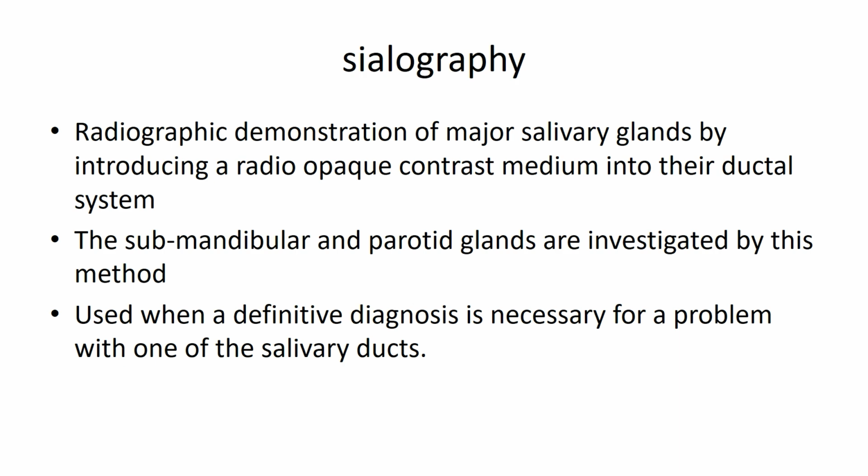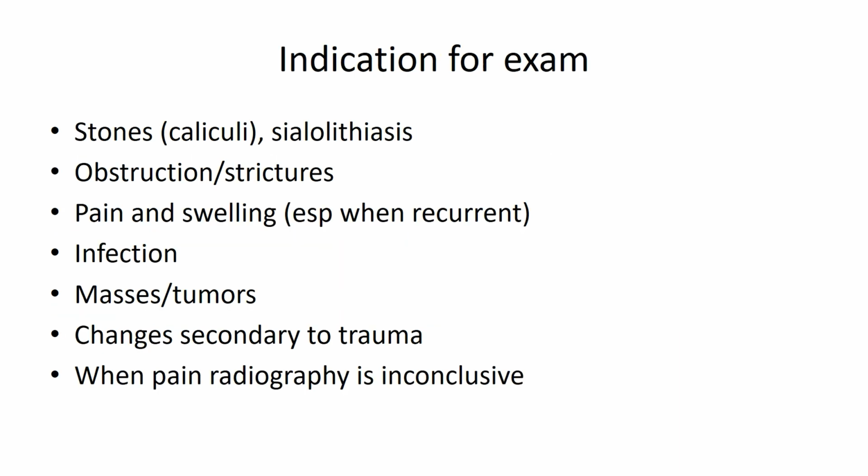Sialography: here a radio-opaque material is given into the ductal system, and through these ducts it actually lines the different salivary glands, and it helps in making the diagnosis better. Apart from that, it can also show the sialoliths which are there in the salivary glands.